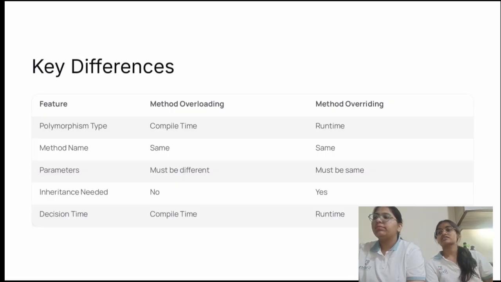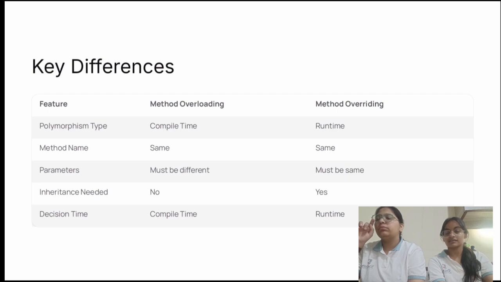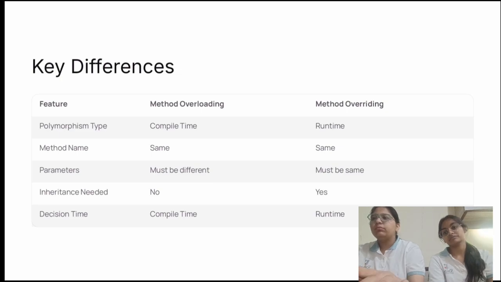So now let's differentiate between method overloading and method overriding. In method overloading, the polymorphism type is compile time, and here it's runtime. The method name is the same, and in method overriding it's also the same. Then parameters must be different. In method overriding it must be the same. Inheritance needed: in overloading it's no, and in overriding yes. The decision time is compile time, and in overriding it's runtime.